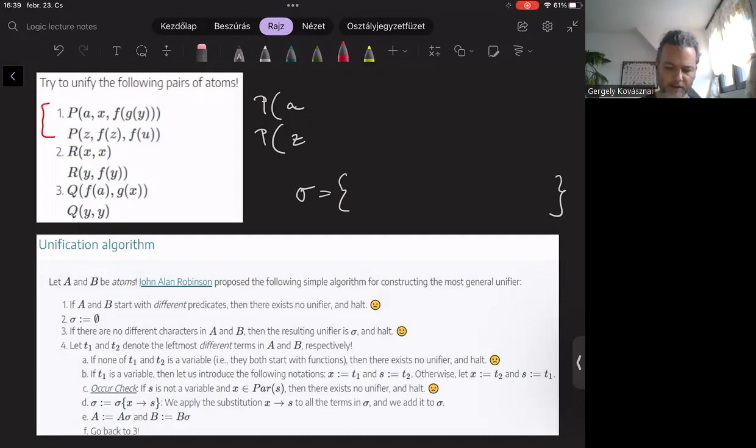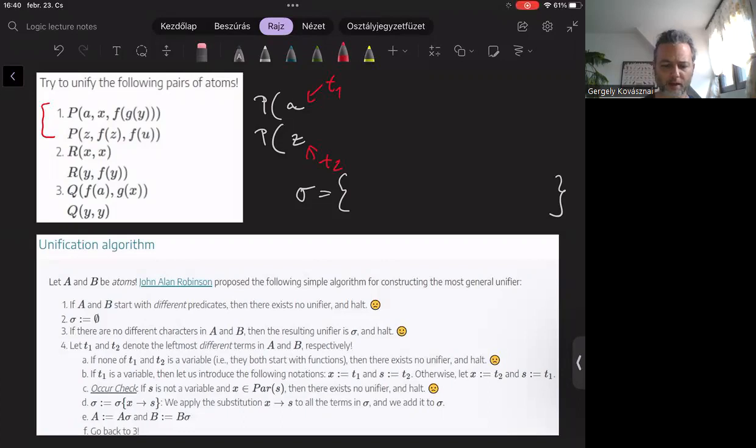Actually, in the algorithm, the 2 terms are denoted by T1 and T2. So now T2 is a variable, and this is very important to know. In step B, step B is just about notations. It's not an important step. However, step C is very important. It is called the occur check.